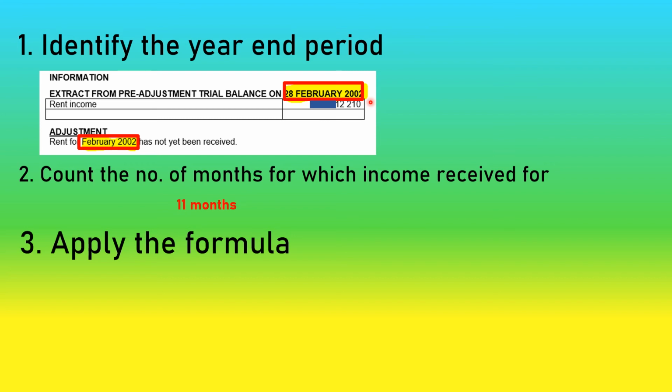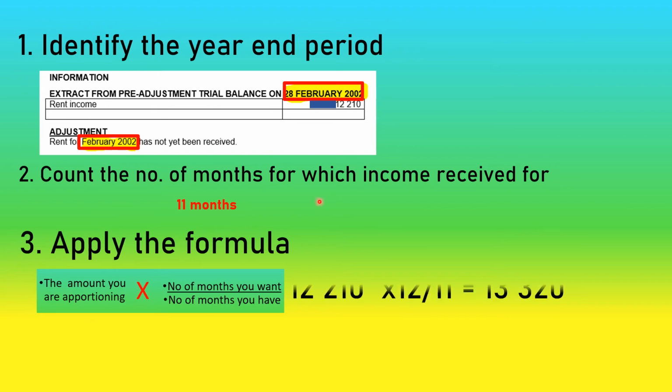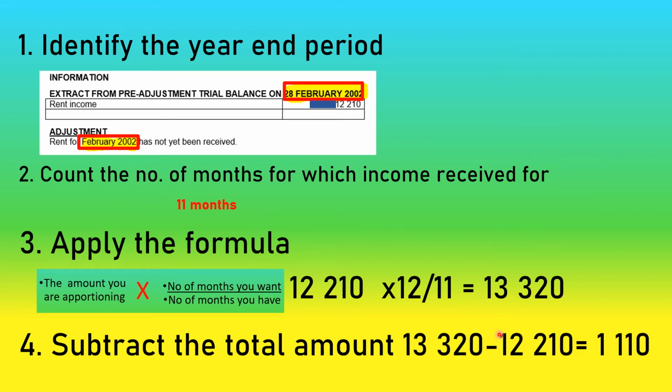Step number 3, let's apply the formula. It's what you want over what you have. So, 12,210 is the amount you are portioning times what do you want? You want the expense for 12 months. What do you have? You only have expenses for 11 months. That gives you a total of 13,320. What is the accrual income portion that you still have to record? You take the 13,320 minus the 12,210 and you get 1,110. This is your accrual income portion.